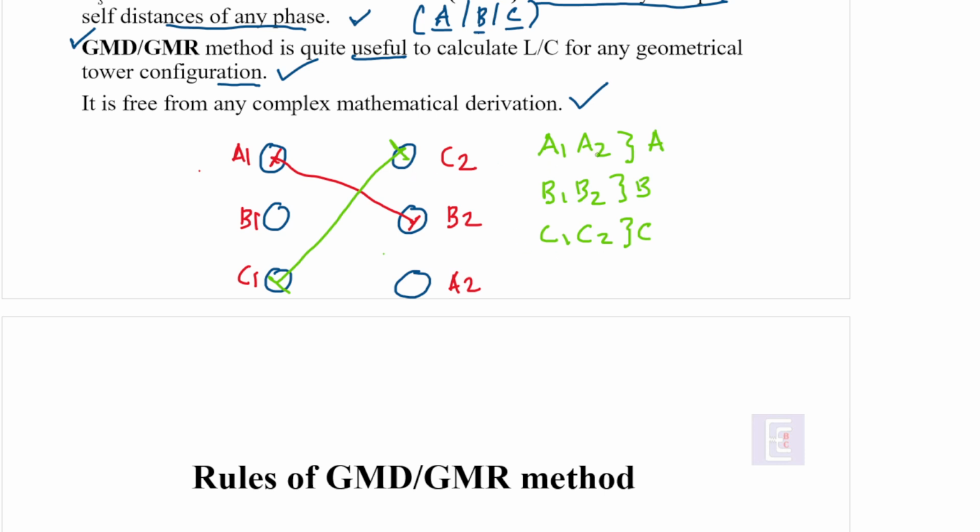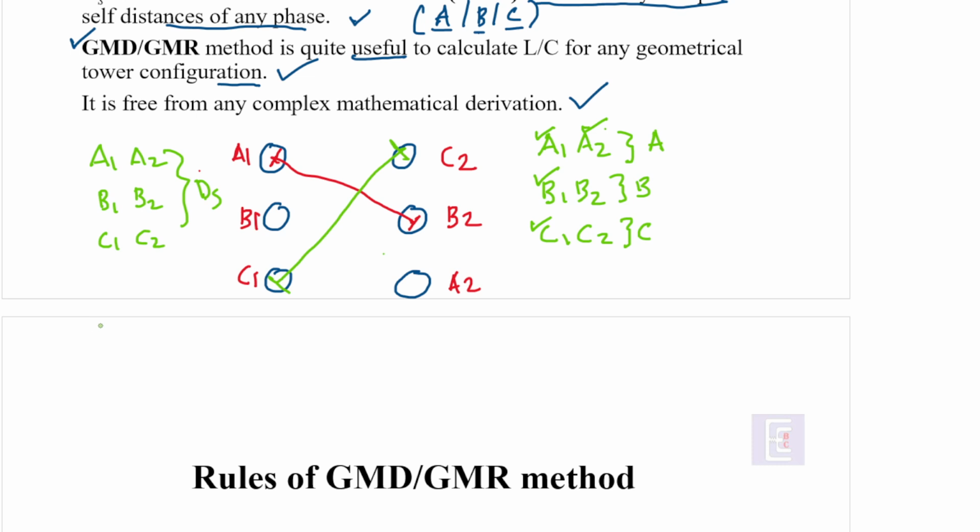They are different conductors, no doubt, but they are emanating from the A terminal of the generator at the generating station. So their emanating point is the same. That is why they belong to the same phase. Same for B and same for C. So any distance between A1, A2, B1, B2, and C1, C2 is defined to be ds.